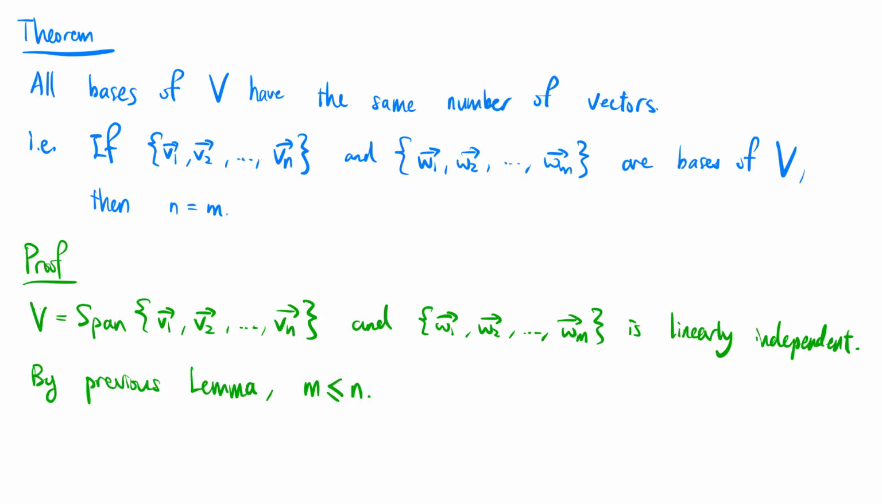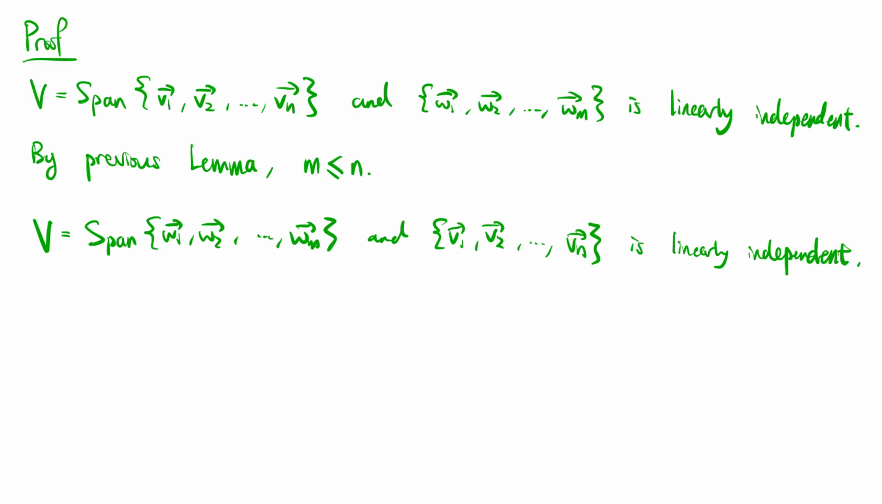So, by the previous lemma, we know that m is less than or equal to n. On the other hand, V is the span of w1, w2, up to wm, and v1, v2, up to vn is linearly independent. So, by the previous lemma again, n is less than or equal to m. This means that n is equal to m, and this completes the proof.